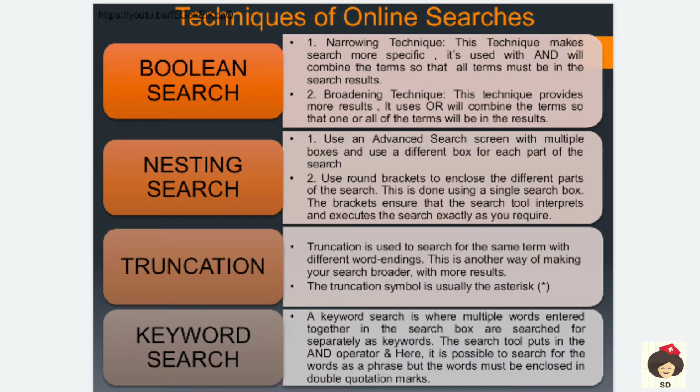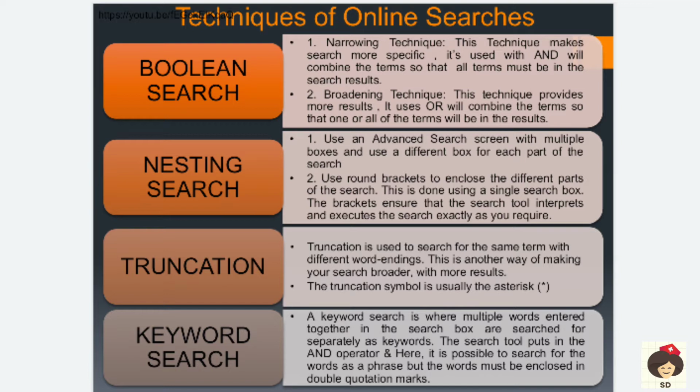Okay, in online search, there are different techniques. The first is the Boolean search. Boolean search has two techniques: one is narrowing technique and the other one is broadening technique. In narrowing technique, we use mostly the word AND. That means it is a more specific type of technique and our search will be limited to a particular topic.